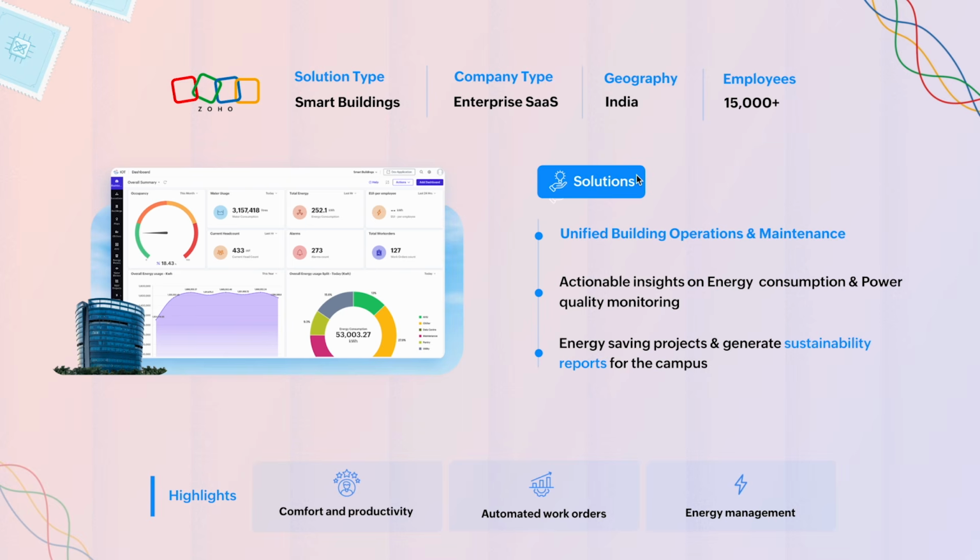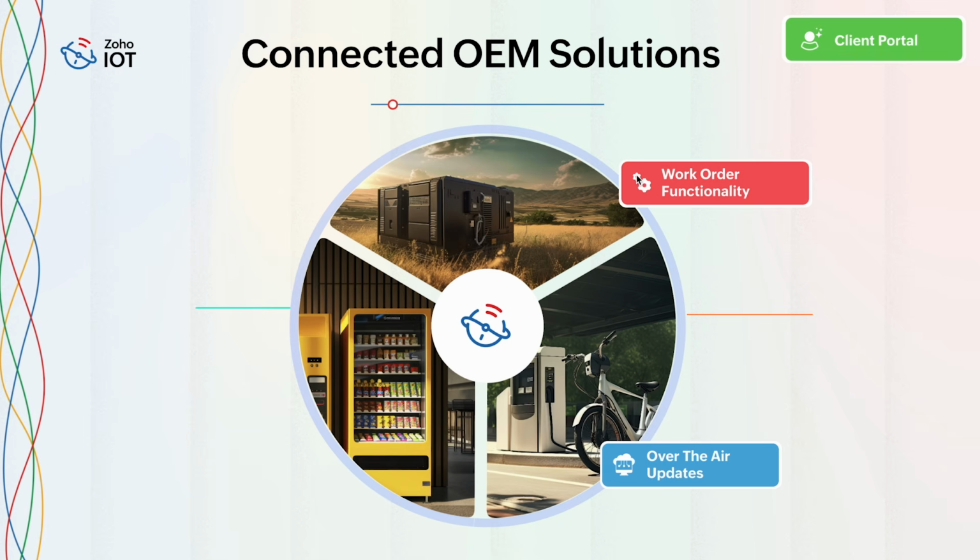We take up energy projects like optimized HVAC control using Vision AI analytics on occupancy data. So we read the CCTV video streams and use that data to control the HVAC systems. One of those use cases led to huge energy savings. And again, the highlights here are comfort and productivity, automated work orders, and energy management.